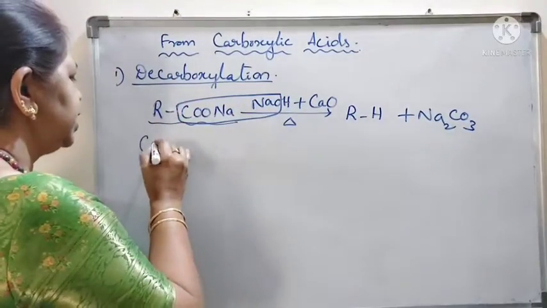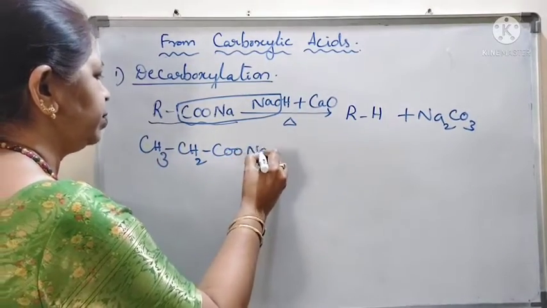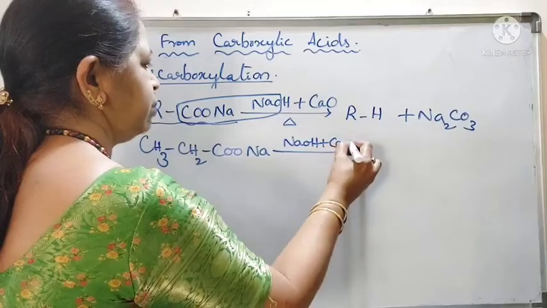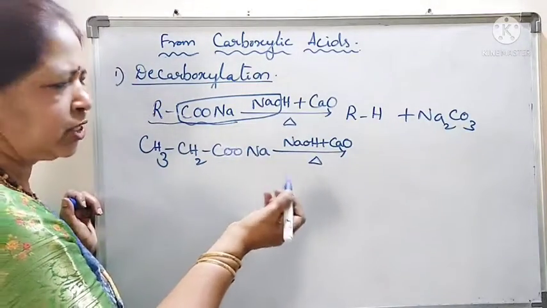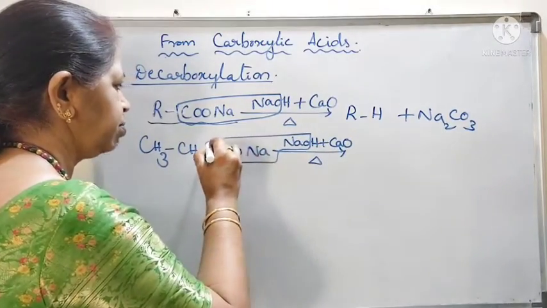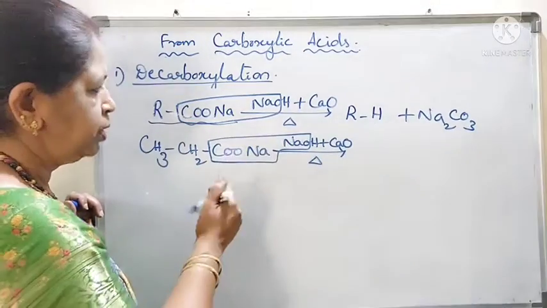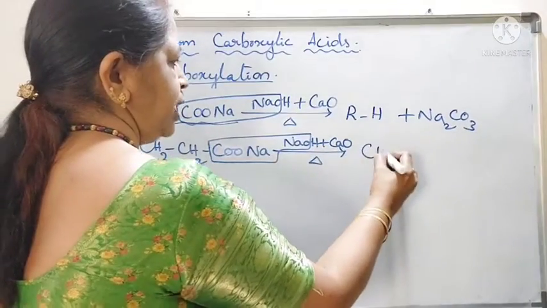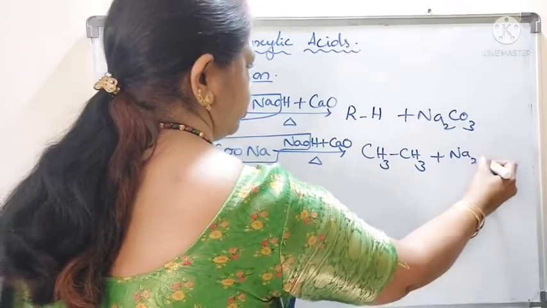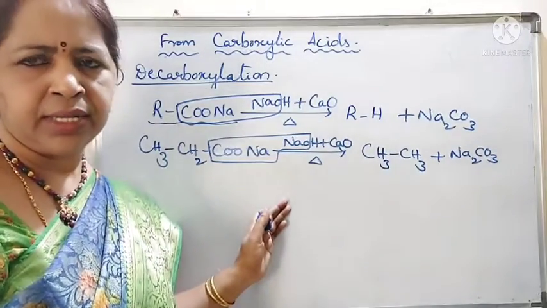If you see CH3CH2COONa reacted with soda lime, NaOH plus CaO, on heating, just on heating, they will react to give an alkane with one carbon atom less. Here this is sodium propanoate, a 3 carbon compound, and in the product we will have only 2 carbon atoms, CH3CH3 plus Na2CO3. This is a very simple reaction of preparation of alkanes.